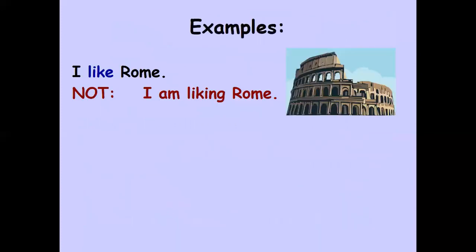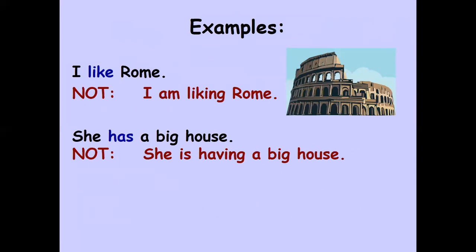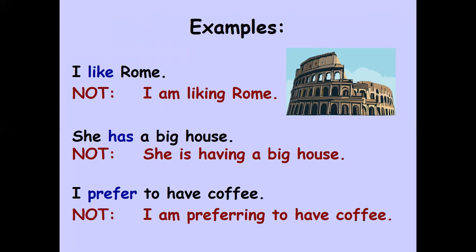For example, I say I like Rome. I cannot say I'm liking Rome. I say she has a big house. I cannot say she is having a big house. I prefer to have coffee. I am preferring to have coffee, never. So we need to memorize those verbs to remember that it's ungrammatical to use that.